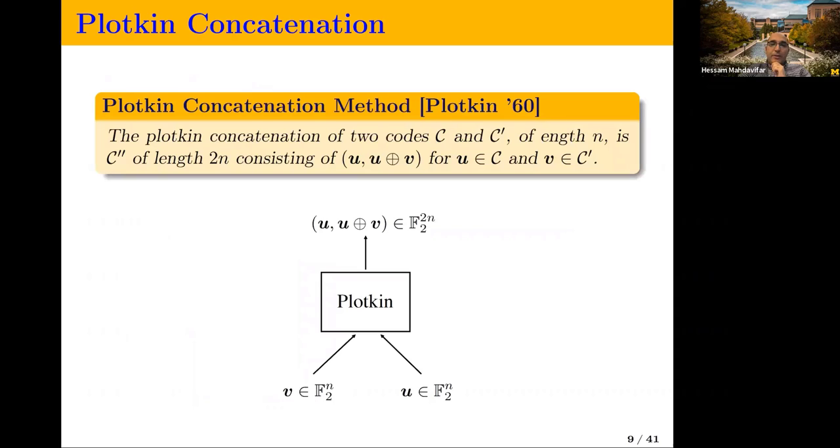And also, there is the Plotkin concatenation in general that we can use to describe both polar and Reed-Muller codes. So in general, the Plotkin method is a concatenation method. We take two codes, let's say C and C prime, both of length n, and from there we construct a code C double prime of length 2n. The codewords in C double prime are given by u plus v, u being in C, v being in C prime. So that's basically the Plotkin concatenation of two codes.